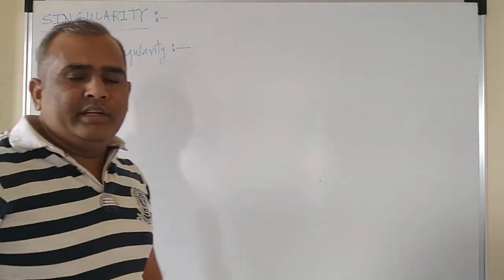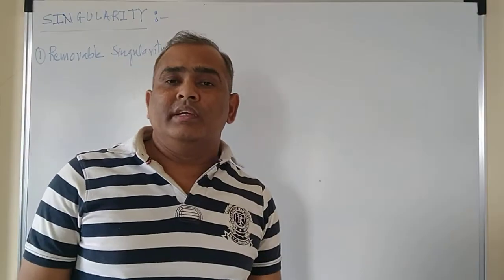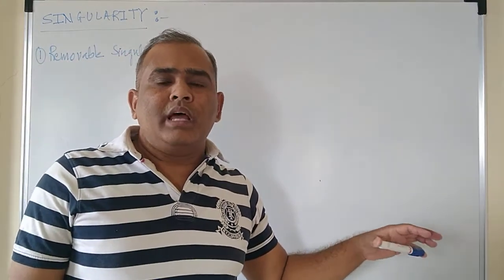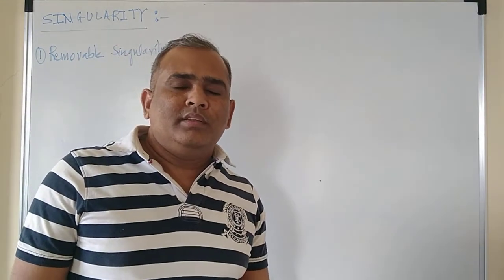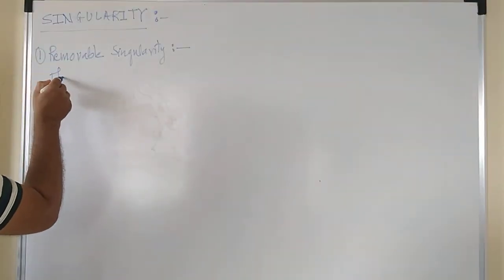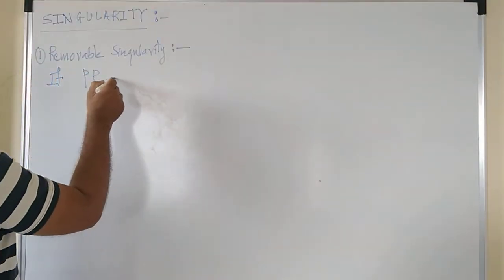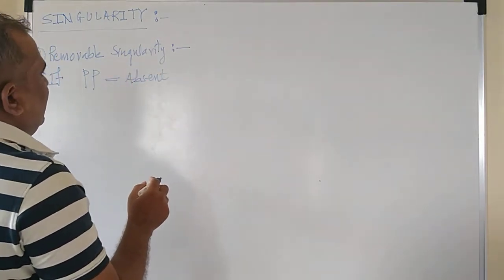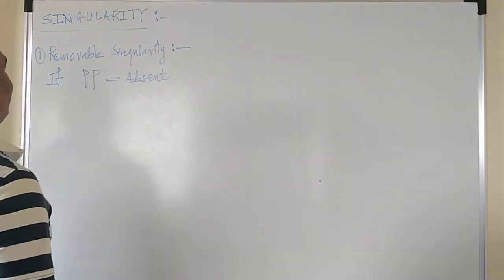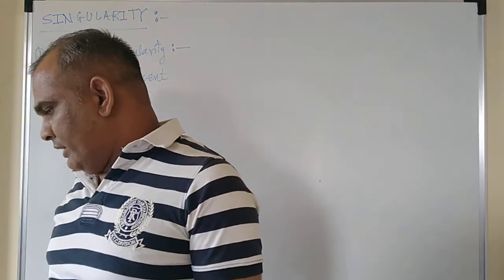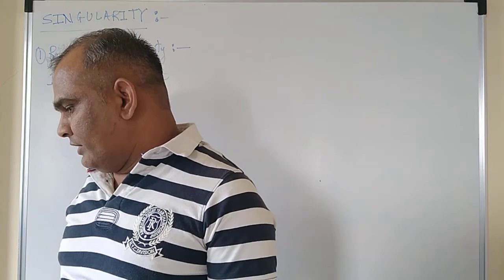So what is removable singularity? If the principal part in the Laurent series is absent, that means the denominator z terms are absent in the given example, then that kind of singularity is called a removable singularity. So I will write in short: if the principal part (PP) is absent, then the given kind of singularity is called removable singularity. And its example is sin z by z.